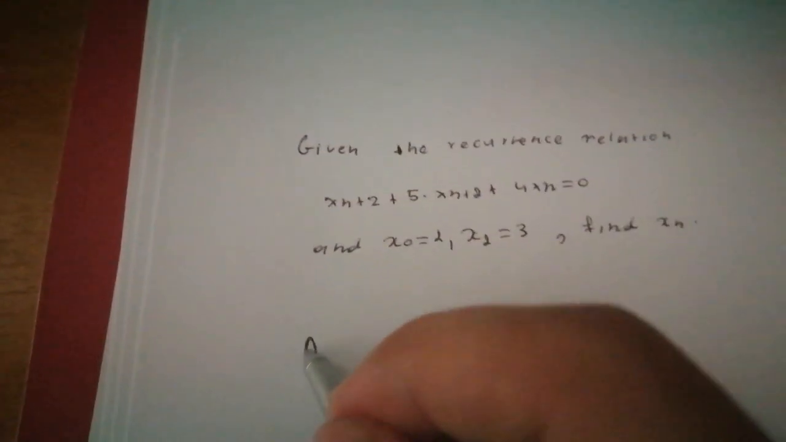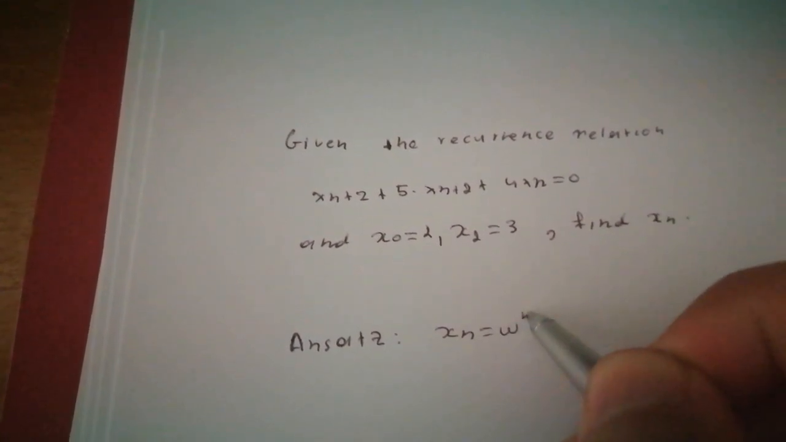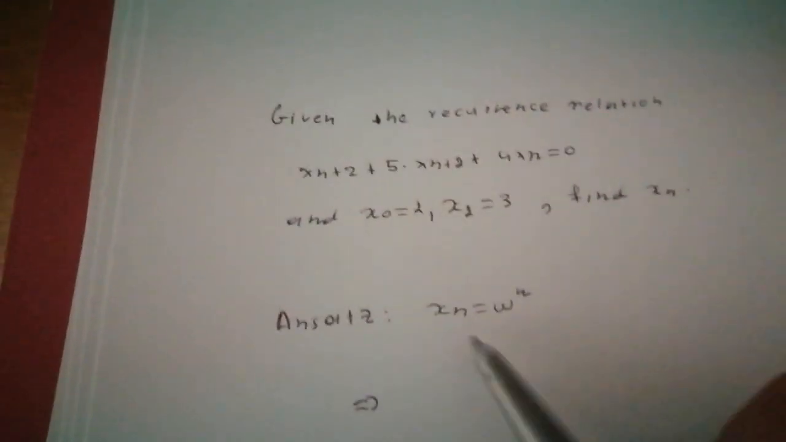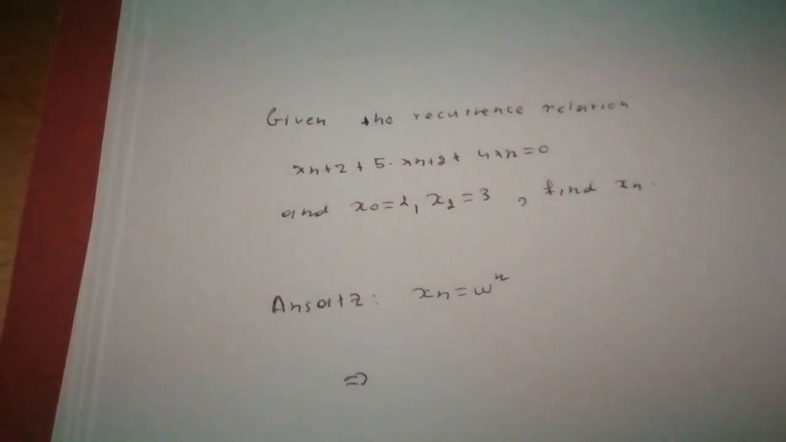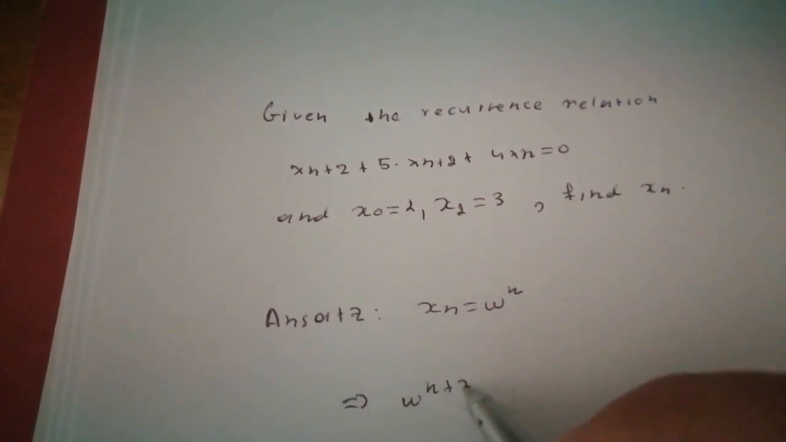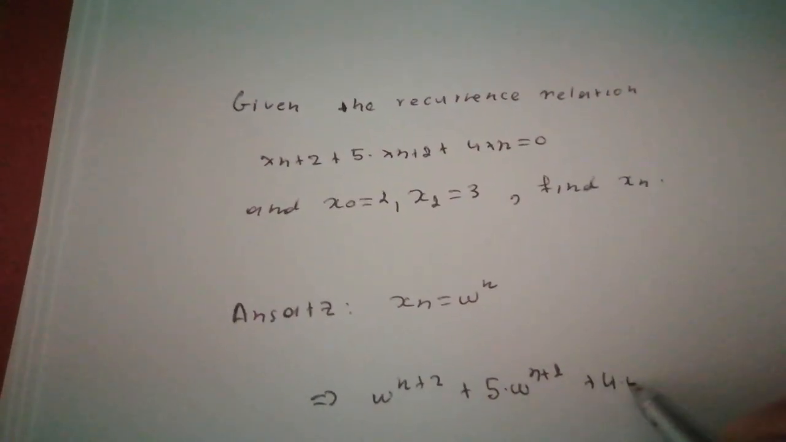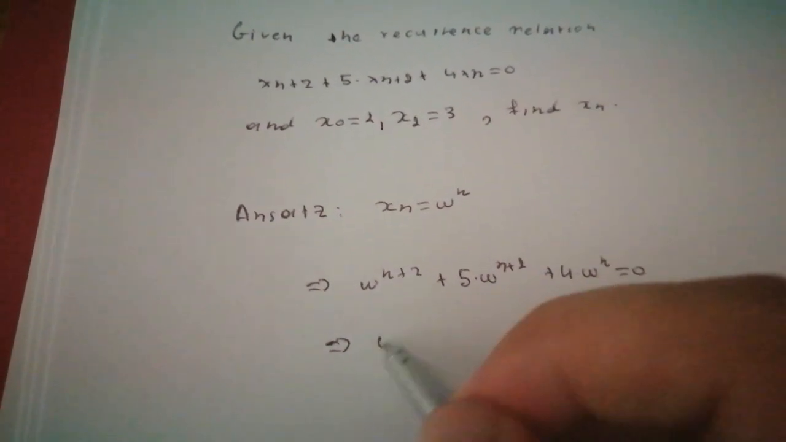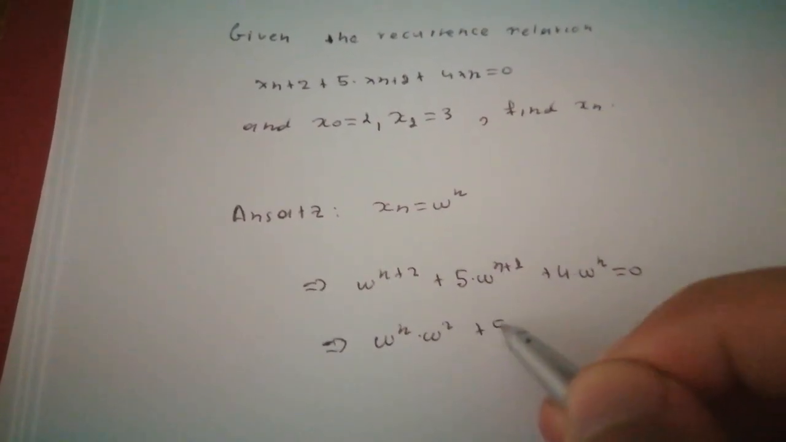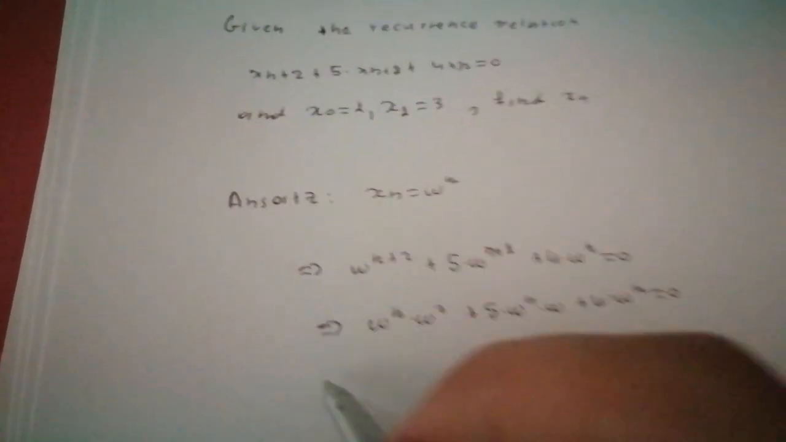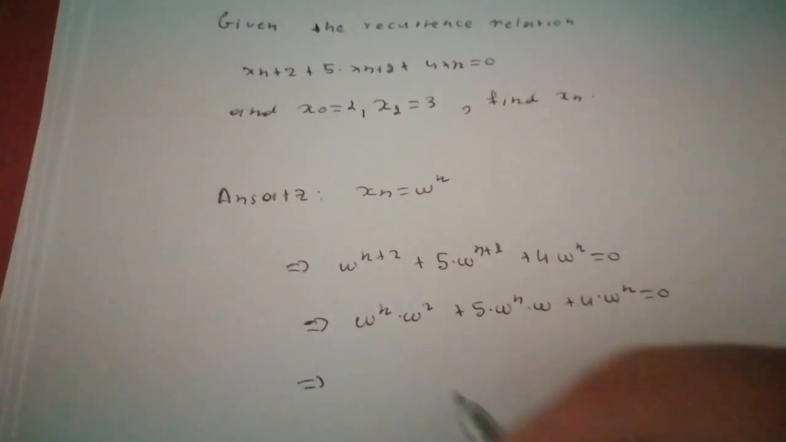Of course, the first step is to use this ansatz: x_n is equal to omega to the power of n. Now, if we substitute this ansatz back into the recurrence equation, we will obtain the following. Now, this equation can be written in the following way. And we can convert this equation to this form.